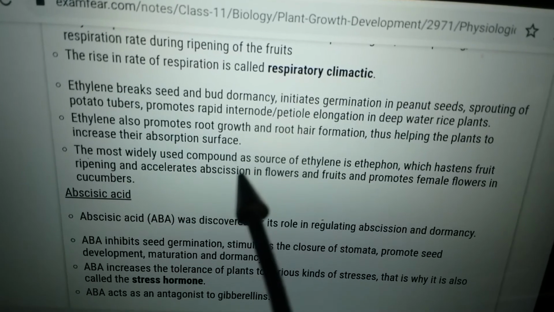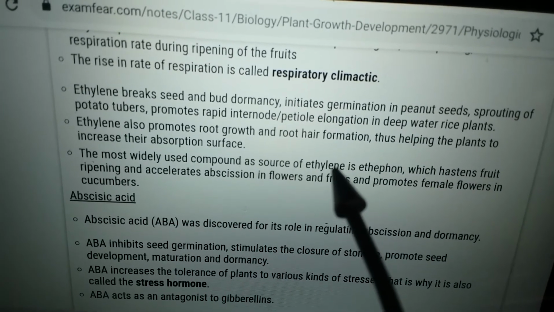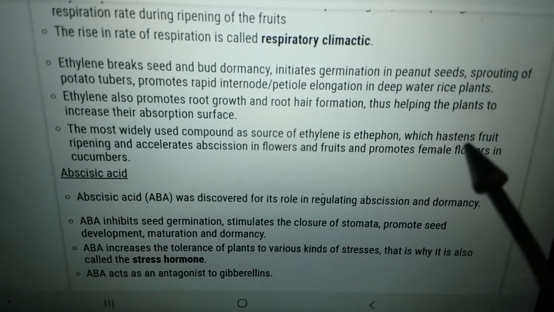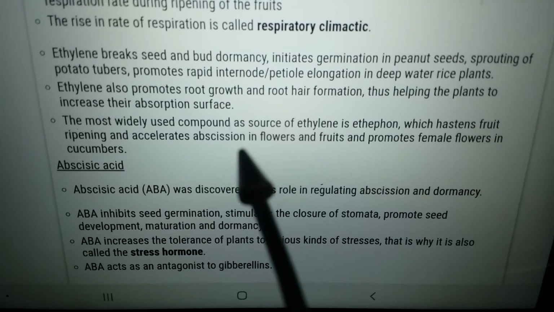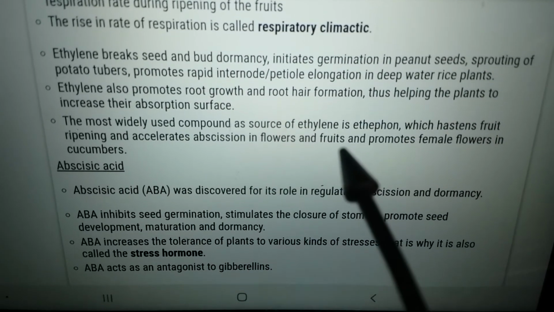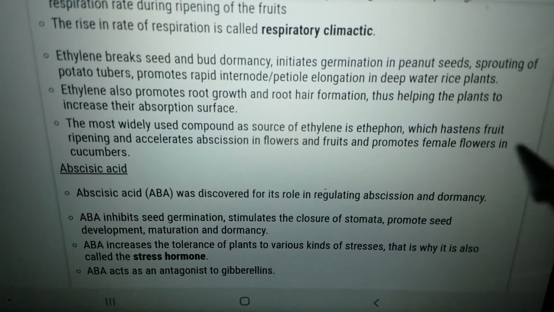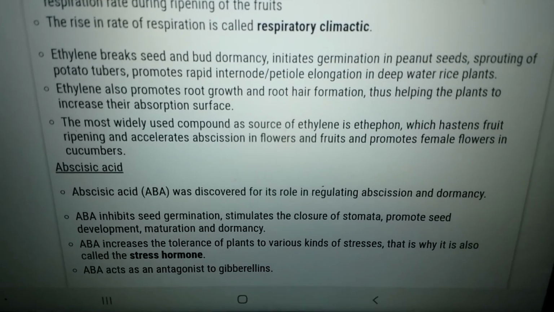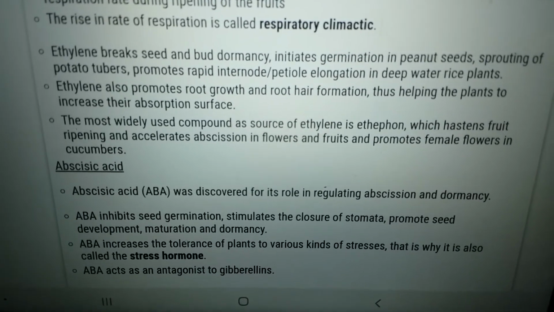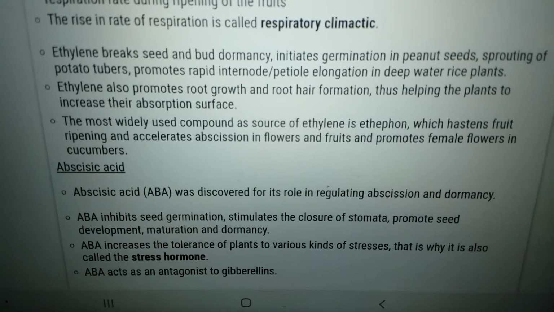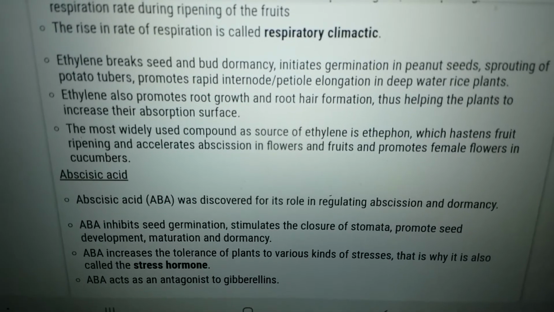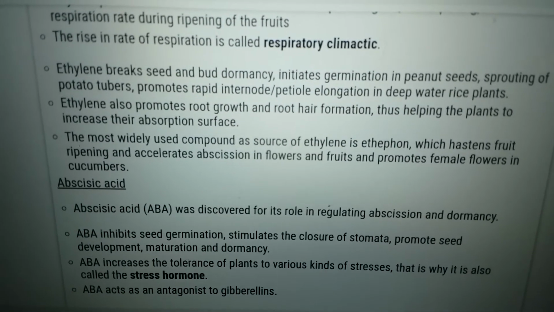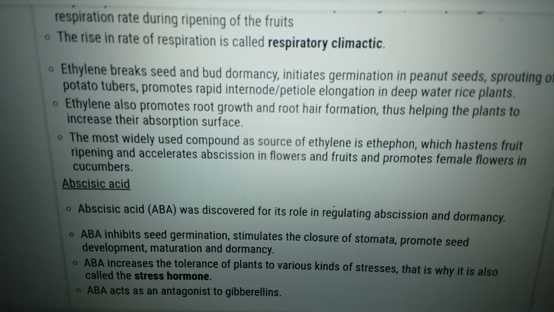The most widely used compound that is used as a source of ethylene is ethephon, which hastens fruit ripening and accelerates abscission in flowers and fruits, thereby promoting female flowers in cucumbers. As we know, cucumbers belong to the family Cucurbitaceae, which results in the formation of either the male plant or the female plant. So to promote the female plant in cucumbers, we use ethylene as a plant growth promoter.